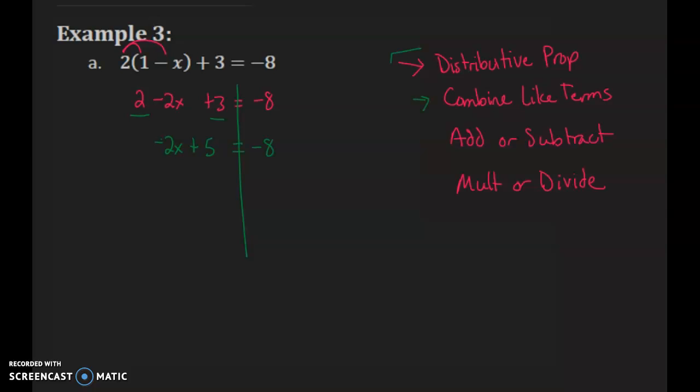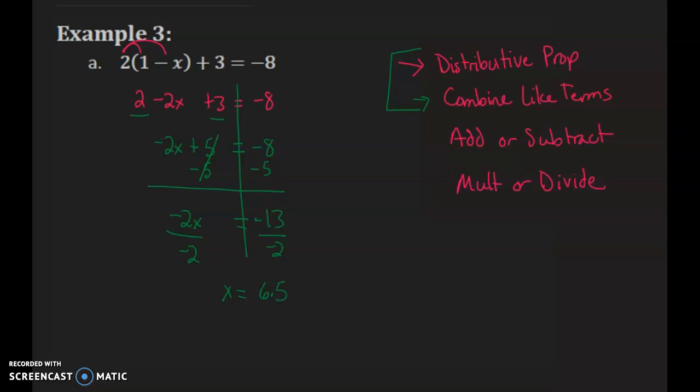So remember, distributing and combining like terms happen on one side of the equal sign. Adding, subtracting, multiplying, or dividing are things that happen on both sides of the equal sign. So now to get the x by itself, we want to add or subtract first. We have plus 5, so the inverse of addition is subtraction. So we'll subtract 5 from both sides of the equal sign, leaving negative 2x. Negative 8 minus 5 is negative 13. Now we have negative 2 times x. The inverse of multiplying is dividing. So we'll divide by negative 2. And we get x equals positive 6.5.